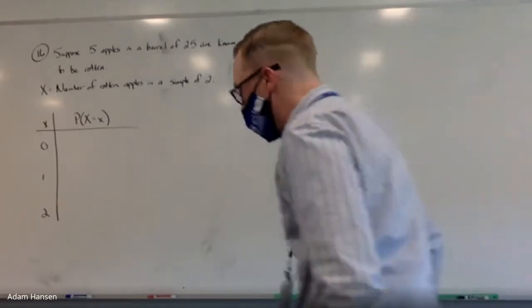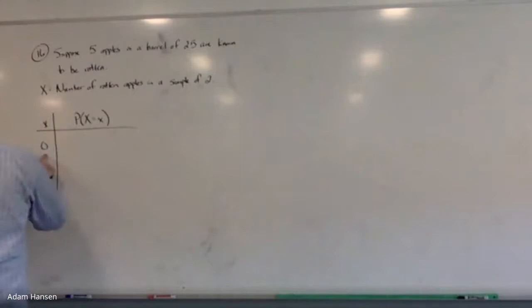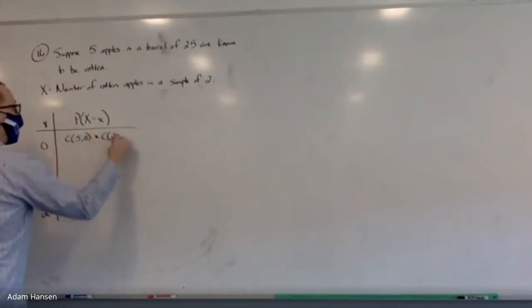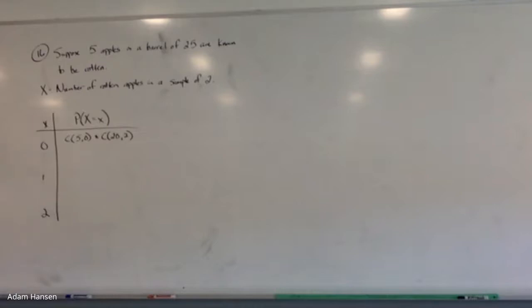I have 0 rotten apples. How many rotten apples are in the barrel? 5, and I need none of them. So the combination would be 5 choose 0. I still need to pull out 2, and I know that both of them are going to be good apples. How many good apples are in the barrel if 5 of the 25 are rotten? 20. So how many ways are there to select from the 20 good apples? I need 2 of them.